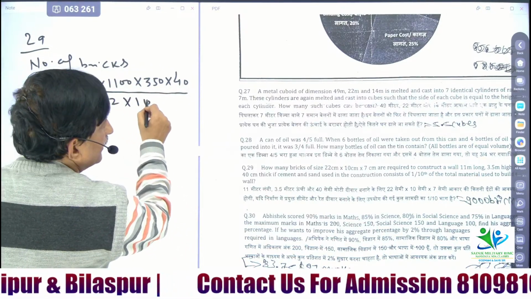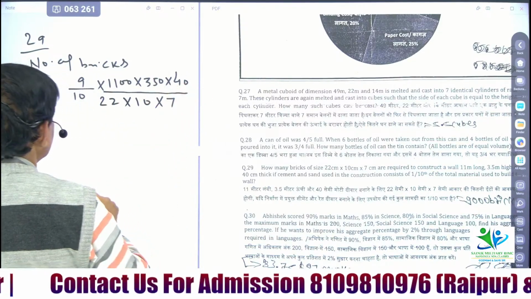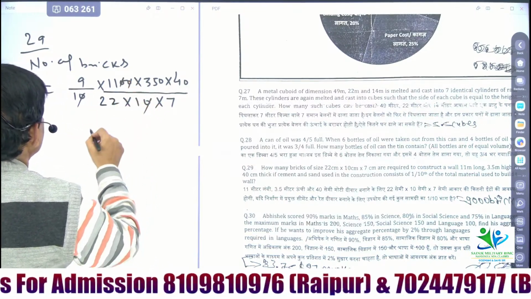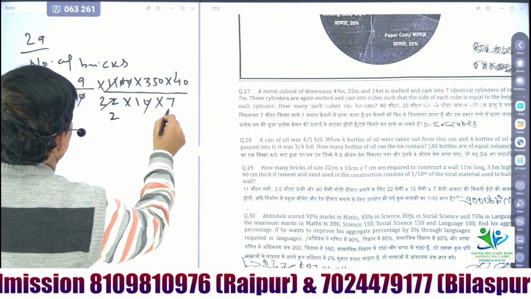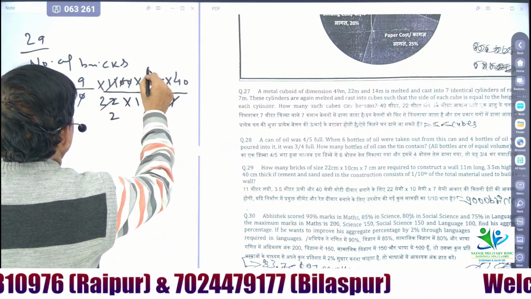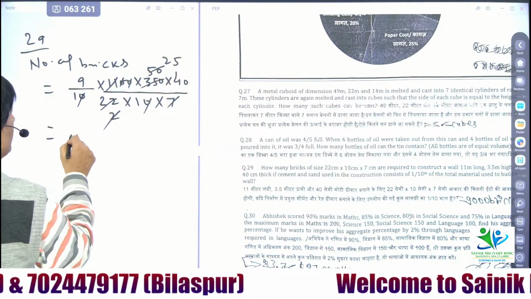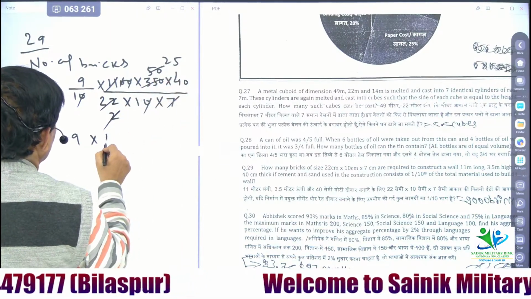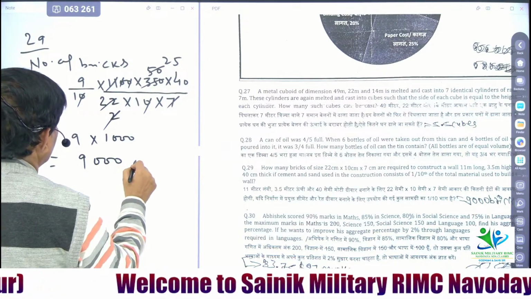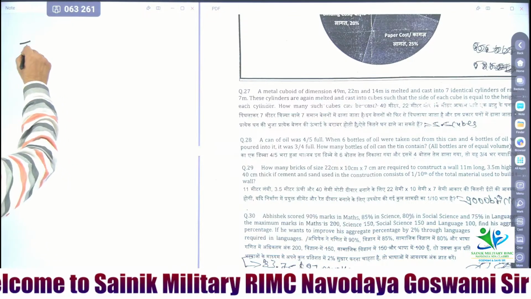22/10 into 7. All are in centimeter, here also in centimeter. Now cancel here and you get the answer. 0 cancelled here, also 0 cancelled here, 11 to the, and 7 also cancelled here, 50, and 2 cancelled here, 25, and here 9 into 25 into 40, that is 9000, and therefore 9000 bricks are required to build this wall. Now question number 30.